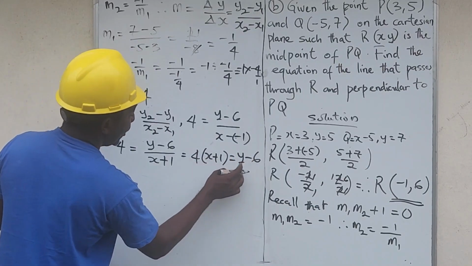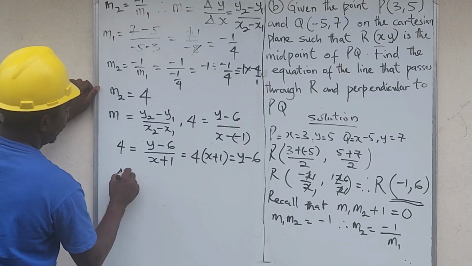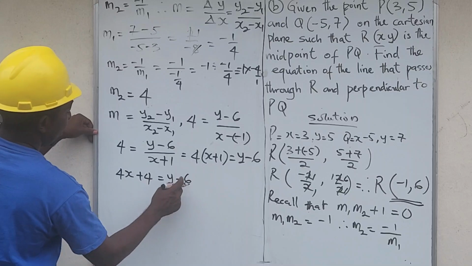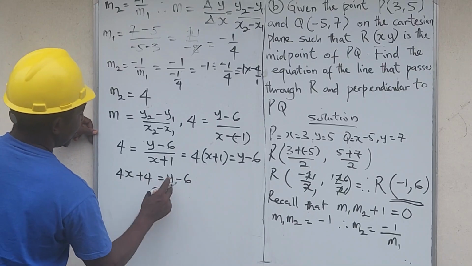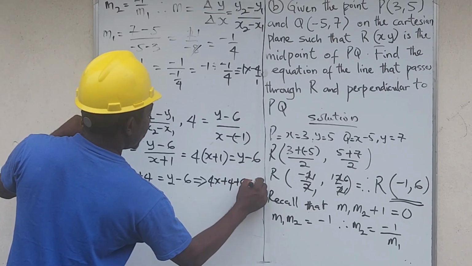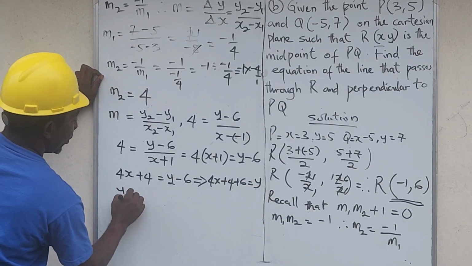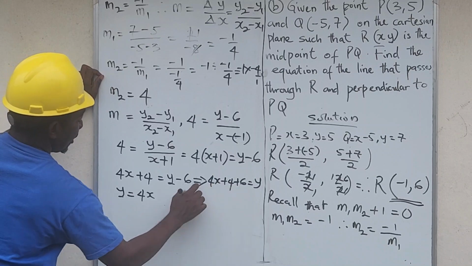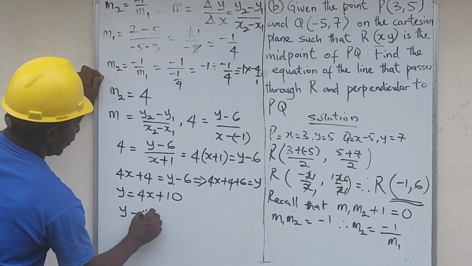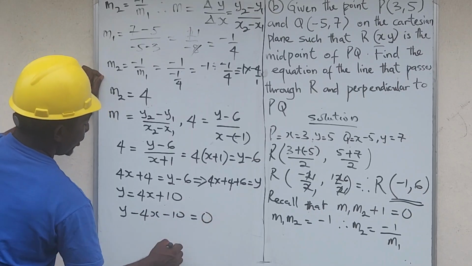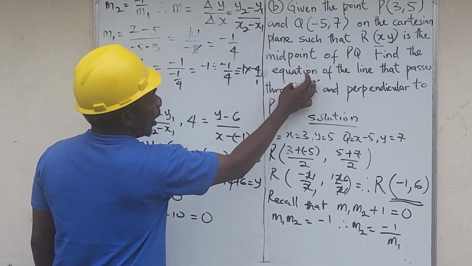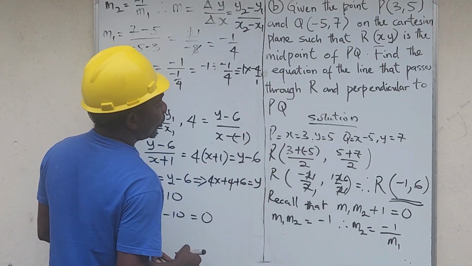For us to find this equation, we need to expand this. We have 4x plus 4 equals y minus 6. So let's collect like terms. Then this 6 can transpose to the other side. We have 4x plus 4 plus 6 equals y. Therefore, y equals 4x plus 10. We can also rewrite this as y minus 4x minus 10 equals 0. In any way, this and this are the same. So it is the equation that we were asked for, which passes through R and is perpendicular to PQ.